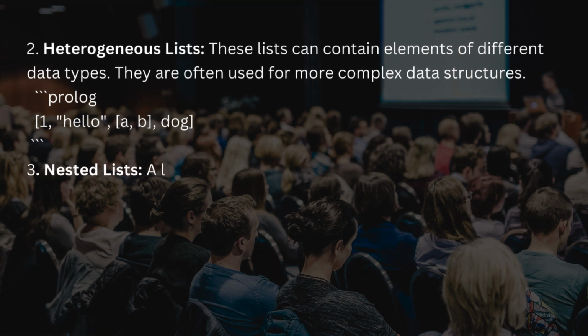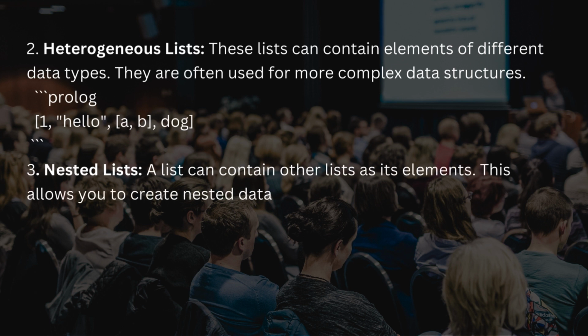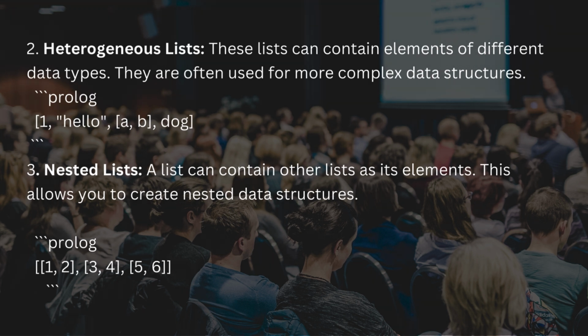And next is the nested list. A list can contain other lists as its elements. This allows you to create nested data structures. So, in Prolog, how can you write it? In one list you have [1,2], in another list [3,4], and in another list [5,6]. So, this is the nested list.